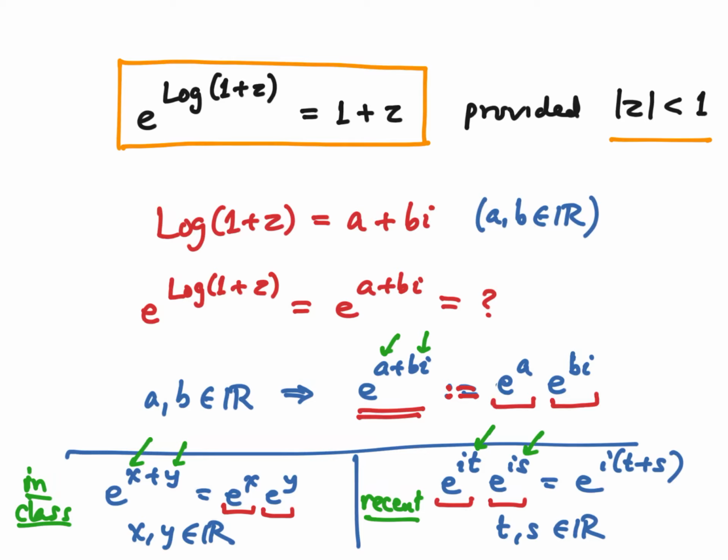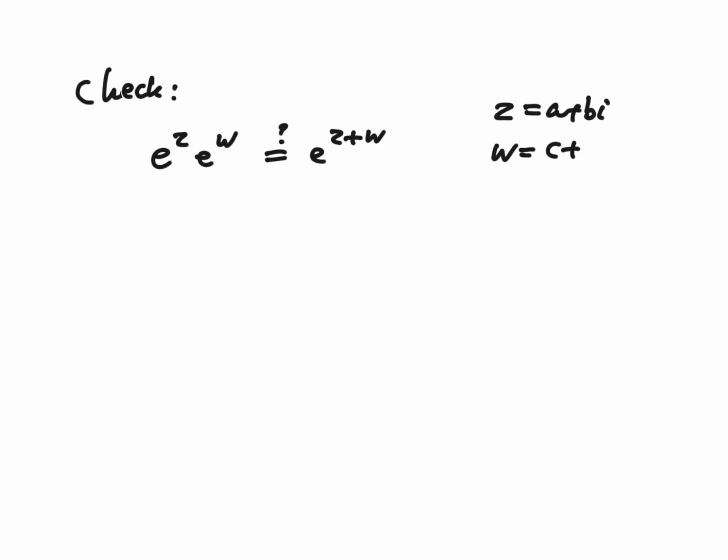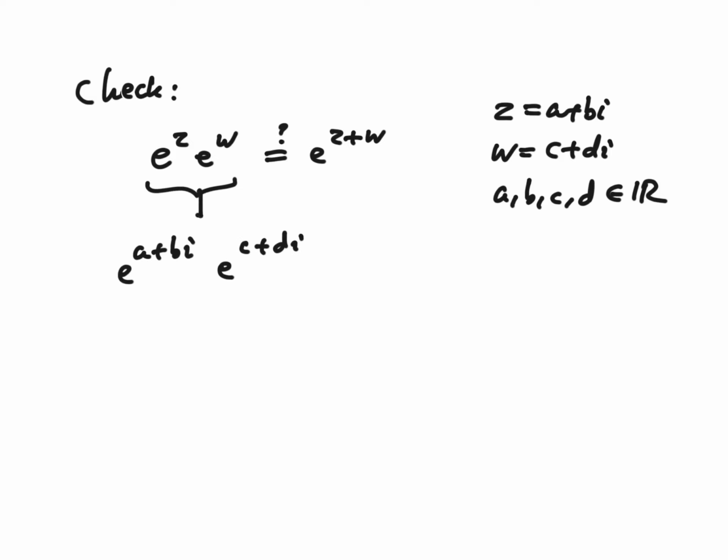Okay, and then you can check that the laws of exponents hold as a little theorem, just to check the consistency of all this. So for example, let's say I do e to the z times e to the w. The question is, will I get e to the z plus w? Well, yes, because if z is a plus bi, and w is c plus di, where a, b, c, d are all real, this one is going to be that. This one is going to be this. And by definition, this first thing looks like that. And by the same definition, the second one looks like that.